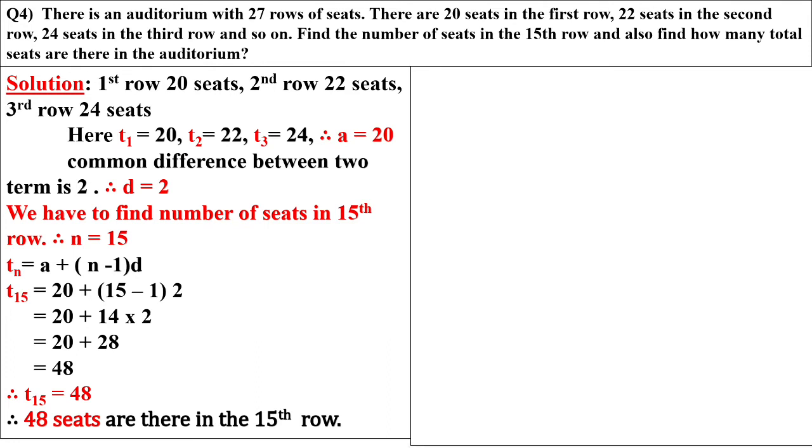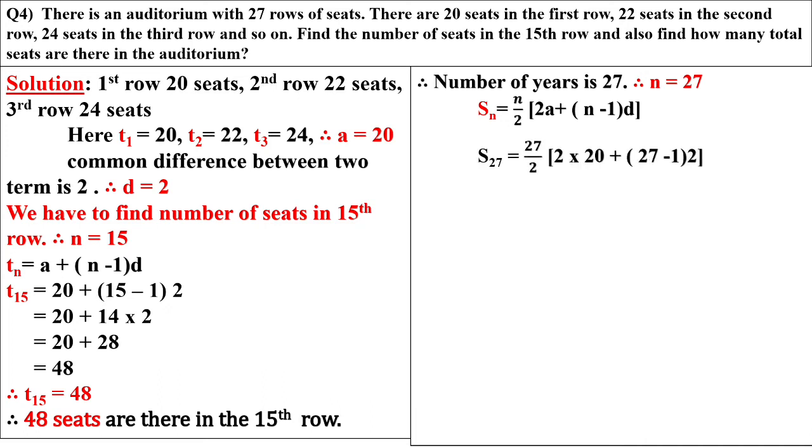Now the second thing asked: find how many total seats are there in the auditorium. In the auditorium, how many rows are there in total? 27 rows. So n is 27. The total seats we have to find, so here we have to use the formula Sn equals n upon 2 times (2a plus (n minus 1) d). Substitute the values of n, a and d.